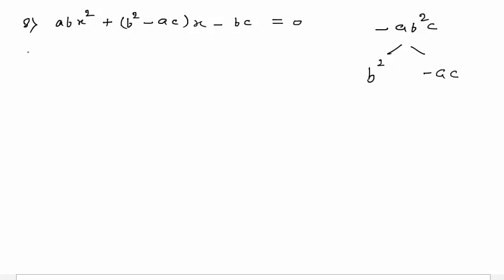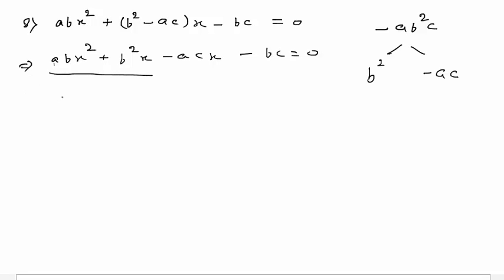So it will be b square minus ac. Therefore, it will be abx square plus b square term times x minus ac times x minus bc equal to 0. Now from these first two terms, what can we take common? bx we can take common. So if I take bx common, I have ax plus b in one bracket, and here I will take c common. So here I have ax plus b equal to 0.